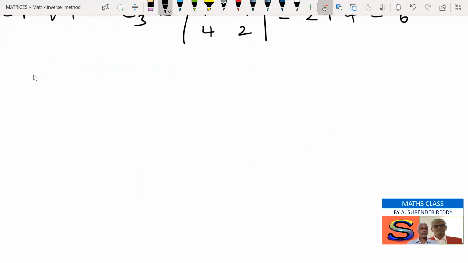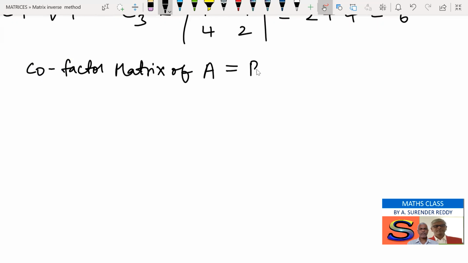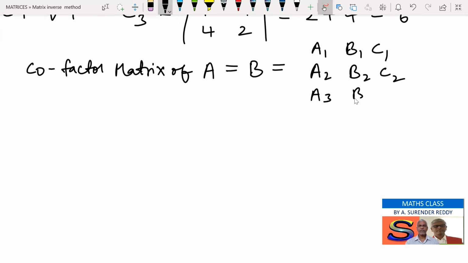Now write the cofactor matrix. The cofactor matrix of A, let us name it as B. The first row has the cofactors A1, B1, C1, then A2, B2, C2, then A3, B3, C3. So this is the cofactor matrix.